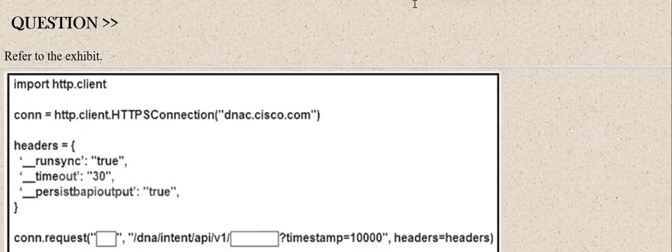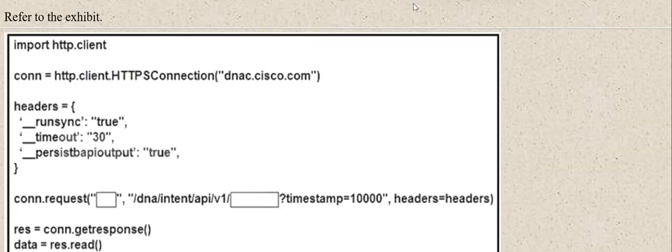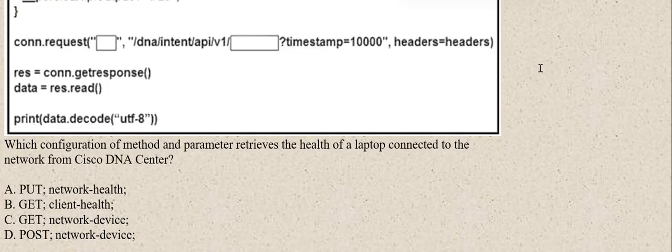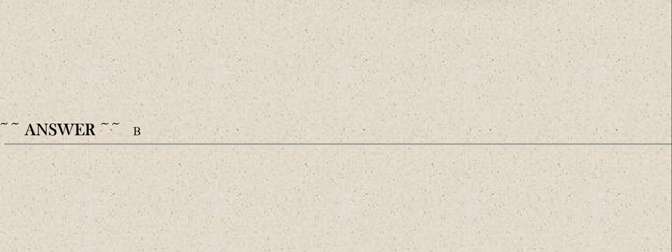Next question is, refer to the exhibit. Please have a look at the given exhibit. Which configuration of method and parameter retrieves the health of a laptop connected to the network from Cisco DNA Center? The options are option A, put network health, option B, get client health, option C, get network device, option D, post network device. The correct answer is option B.